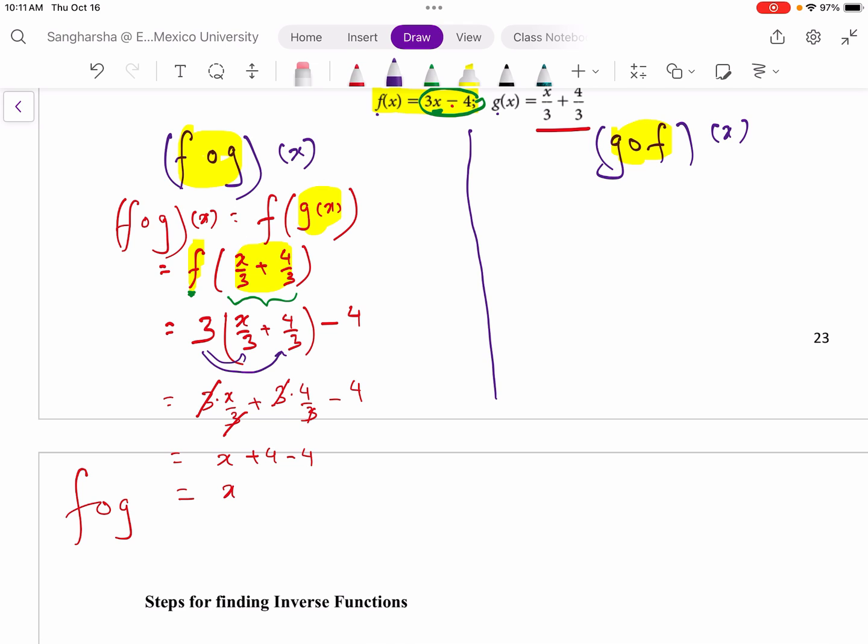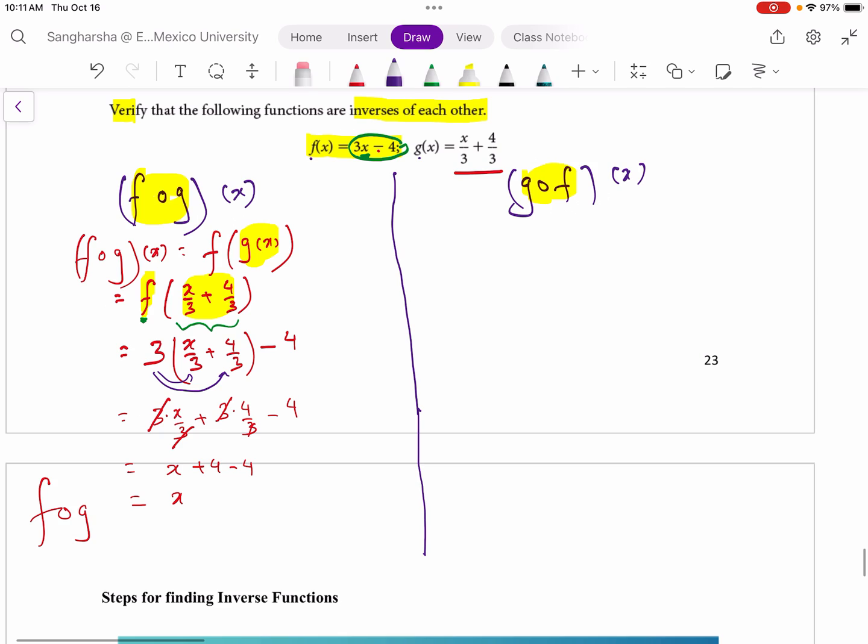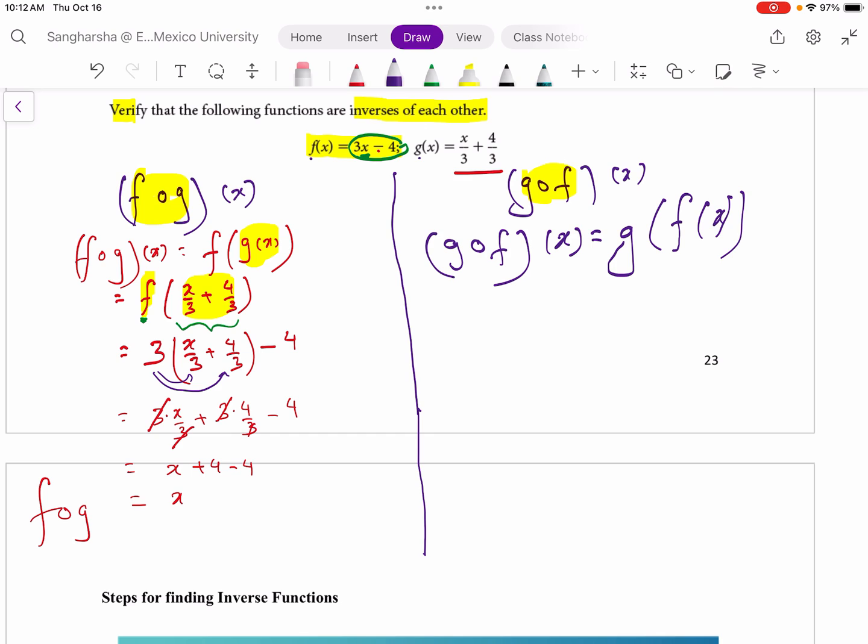Now in a similar way, can you find g composite f? How do we find g composite f of x? At first we need a definition. So what will be our definition for this g composite f? It will be g of f of x. Replacing the composite sign by parentheses, we get the definition.